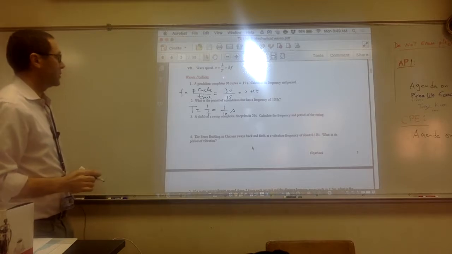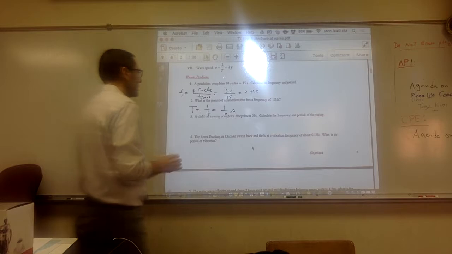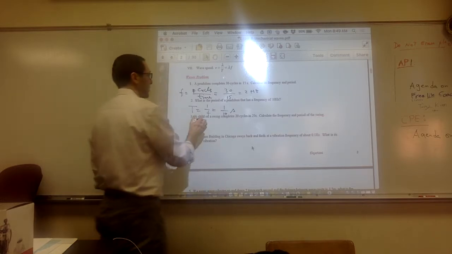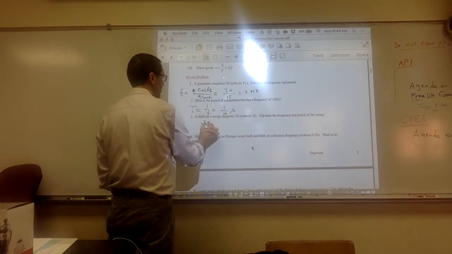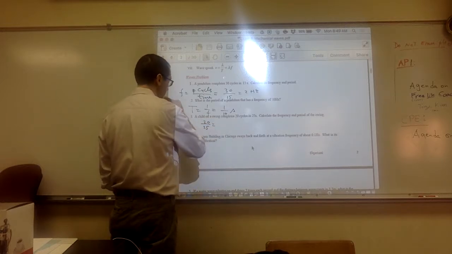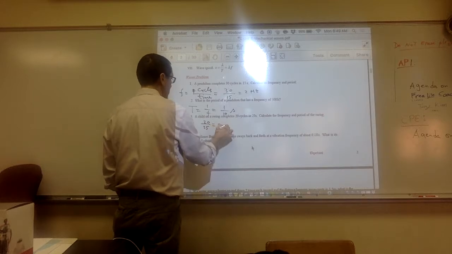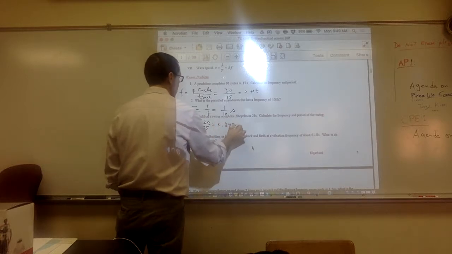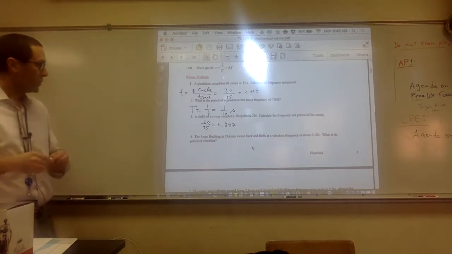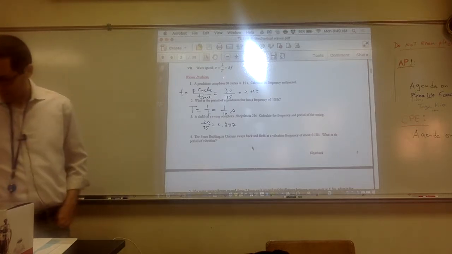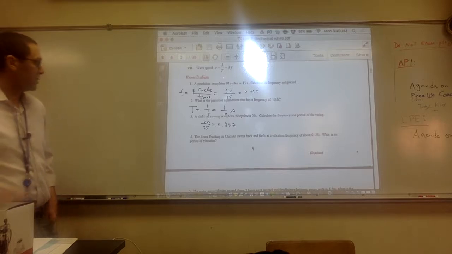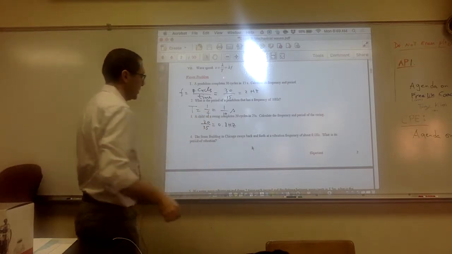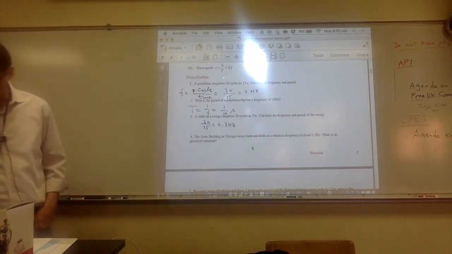A child on a swing completes 20 cycles in 25 seconds. Find the frequency. So the frequency, just like up here, is going to be 20 cycles in 25 seconds. So that's going to be 0.8, it looks like, 0.8 hertz. So they do 0.8 of a cycle in 1 second. Okay, and the period is just the flip of that, or 25 divided by 20, which is 1 1/4.